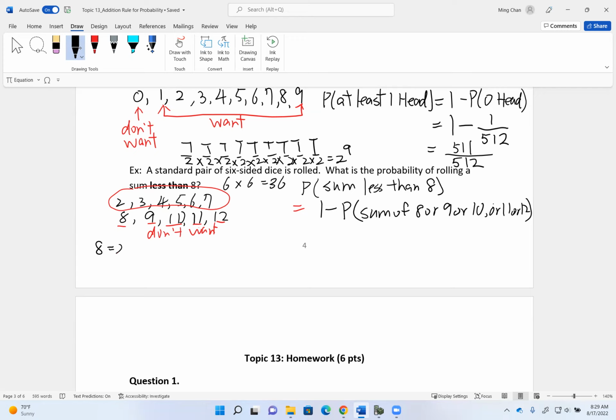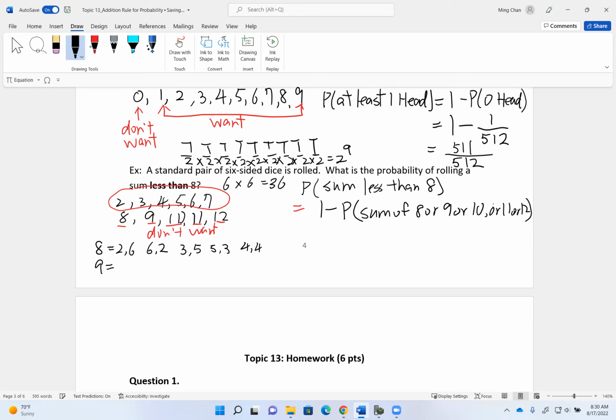So what if I roll a 2, then a 6? That's an 8. Or I can roll a 6 first, then a 2 on the second die. Roll a 3, then a 5. Or I can roll a 5, then a 3. Or my 2 dice can say 4 and 4. That gives me a sum of 8. So that's 1, 2, 3, 4, 5 ways.